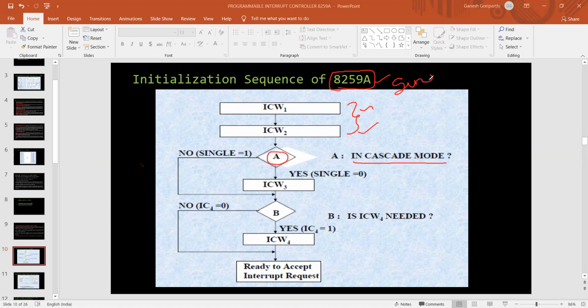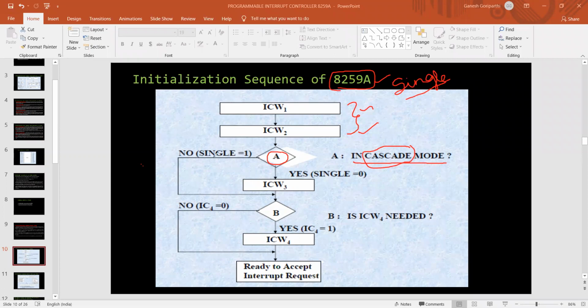Okay. Hope you are understanding this point here. Whether the 8259 is operating in the cascade mode or it is operating solely, that we have to decide here. That you have to decide here. That is the conditional block.